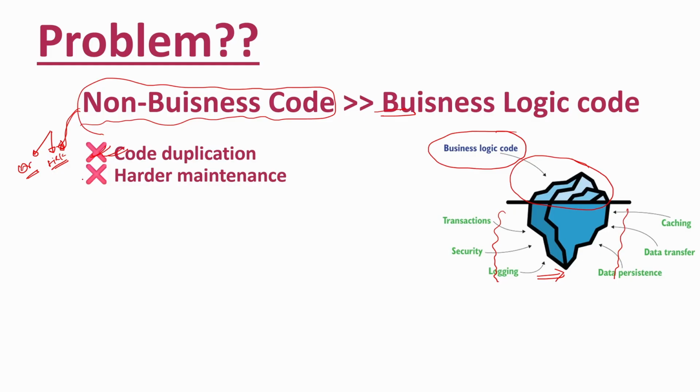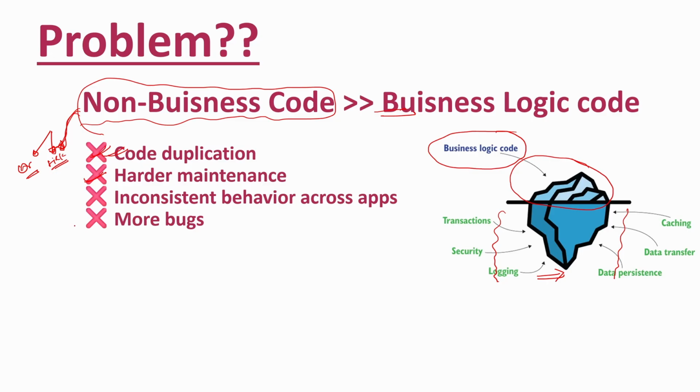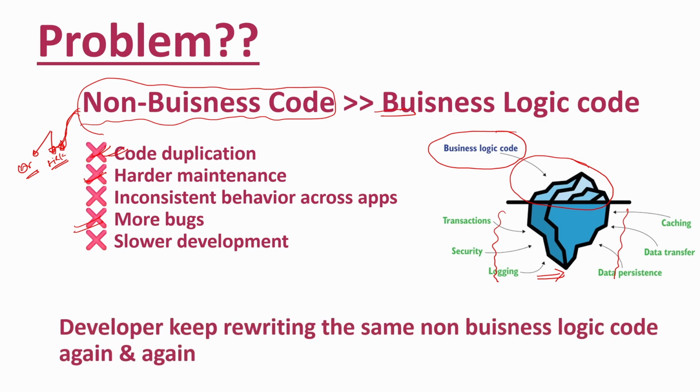Due to the repetition of the code, it is going to be very hard to maintain. If the code is copied across multiple applications, it leads to inconsistent behavior across the apps, and there are going to be more bugs. And since all the non-business logic requirements have to be written from scratch, it leads to a slower development process. Since the non-business logic requirement is the same, still the developer needs to write it again and again. Do you think there is any solution for this?